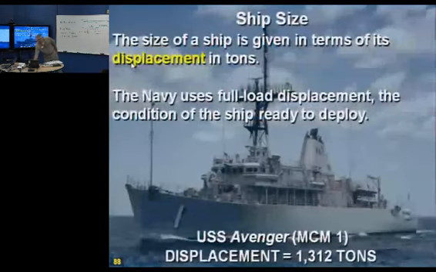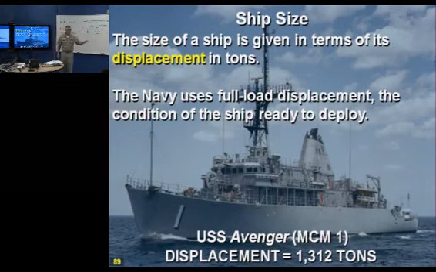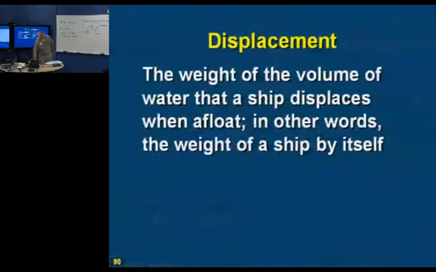Okay. Ship size, displacement. It's how much water the ship pushes when it sits in the water. It's the same as if you were able to put it on a bathroom scale. Right? But the scale would have to be pretty big. That's the displacement. The weight or volume of water that a ship displaces when afloat. So, for example, an aircraft carrier is 97,000 tons. And the way they say it in the Navy is 90,000 tons of diplomacy.